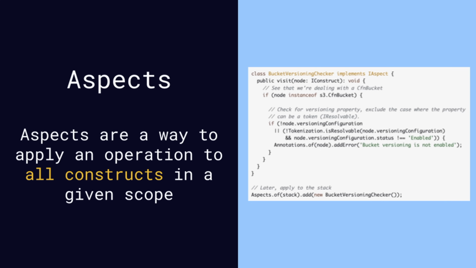Everything that the aspect is applied to, that is, every construct within the stack, is evaluated by this visit method, which is why we need to check the instance of the node being evaluated to make sure it's the CFN bucket. The nodes will all end up being the level 1 construct of the resource in question, even if you used a level 2 bucket construct within your stack code.